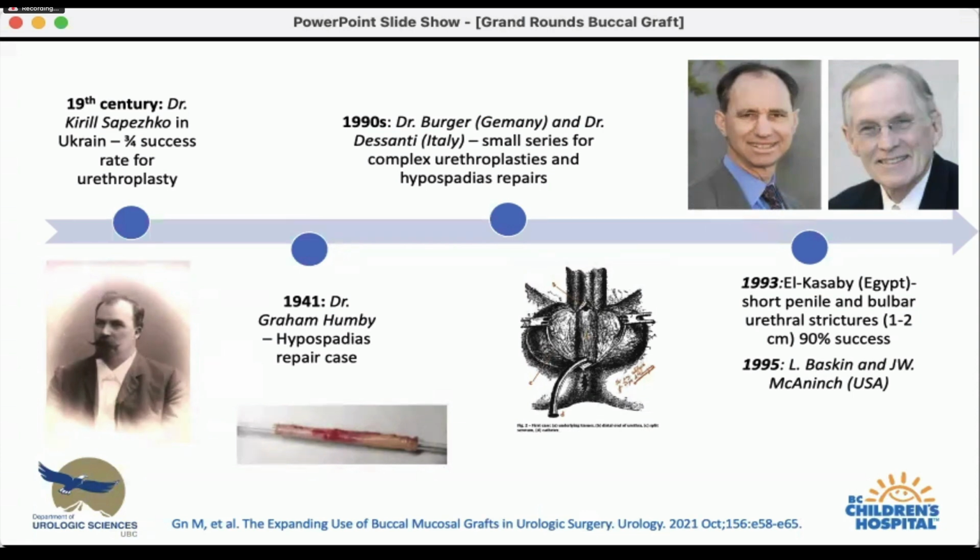Then in 1993, Dr. El-Kasaby from Egypt reported a 90% success rate from the treatment of short penile and bulbar strictures in 20 adult patients. And finally, in 1995 in USA, Dr. Baskin and Duckett described the favorable histological properties of the buccal mucosa as a graft material, and they reported encouraging clinical results in hypospadias urethroplasties. And Dr. McAninch, who described different surgical approaches, both of whom I had the honor to work with when I was in UCSF.